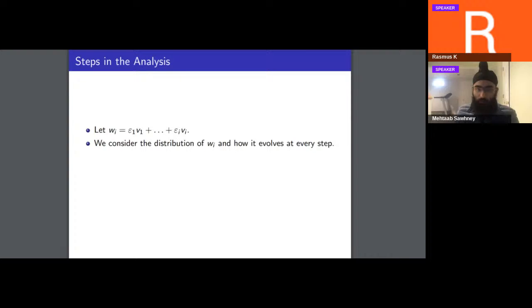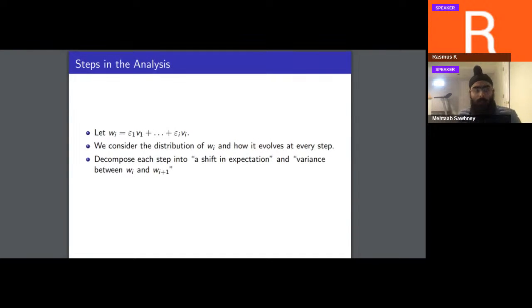The goal for the remainder of the talk is to give a complete analysis. So let's briefly go through the steps in the analysis at a very high level. We're considering some partial sum W_i, which is the sum of epsilon_1 v_1 plus all the way to epsilon_i v_i. Because we can't just analyze some potential function directly, we're going to have to understand how the distribution of W_i evolves at every time step.